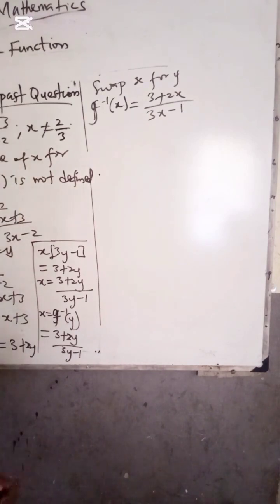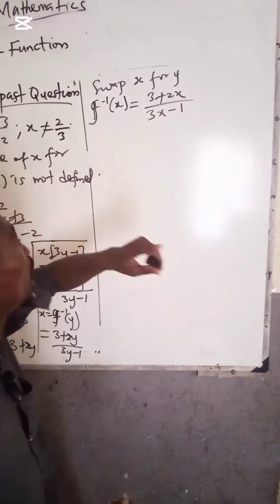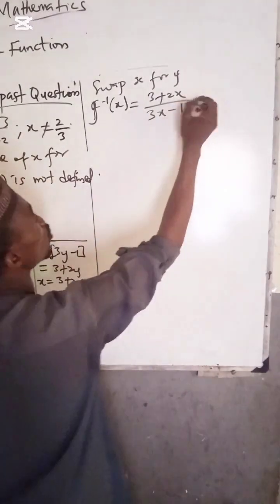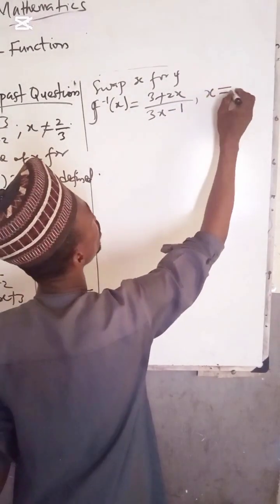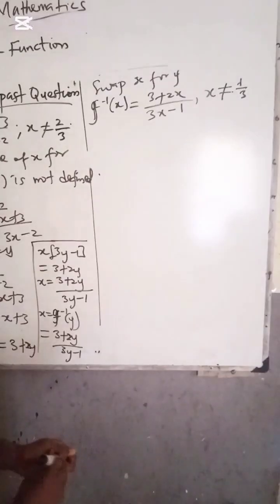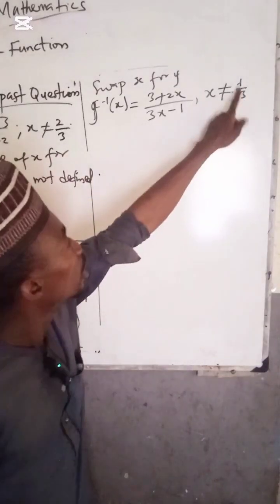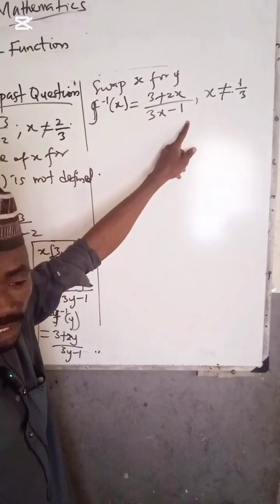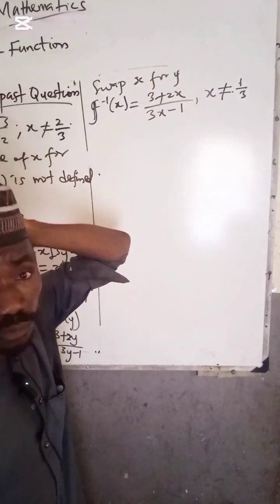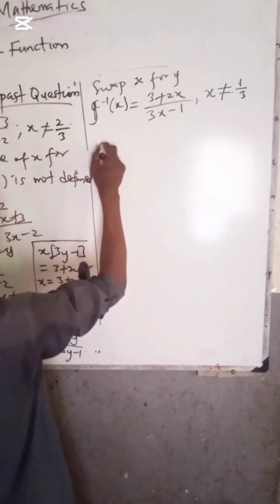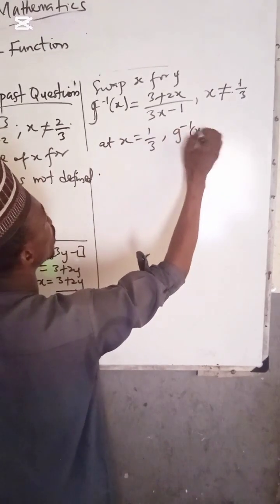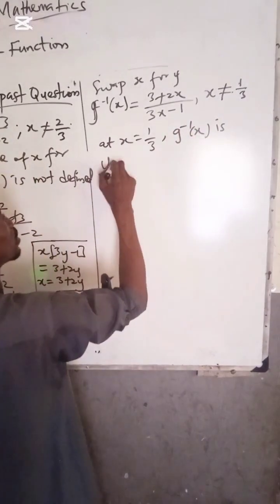Now, remember the question says we should find the value of x for which g inverse of x is not defined. What value of x can make g inverse of x undefined here? The value is x not equal to 1 over 3. How? If you plug in 1 over 3 here, 3 will cancel 3. You have 1 minus 1 is 0, and any number divided by 0 is undefined or infinity. Therefore, at x equals 1 over 3, g inverse of x is undefined.